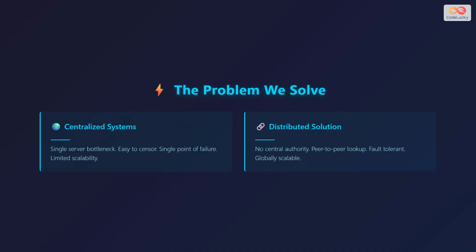Let's understand the problem that DHTs solve. Traditional centralized systems rely on a single server to store and retrieve data. This creates a bottleneck. If the server is overloaded, your requests slow down. It's also vulnerable to censorship and failures. If the server goes down, the entire system fails. Distributed hash tables solve these problems by spreading data across many peers. There's no central authority, no single point of failure, and the system scales globally as more participants join.